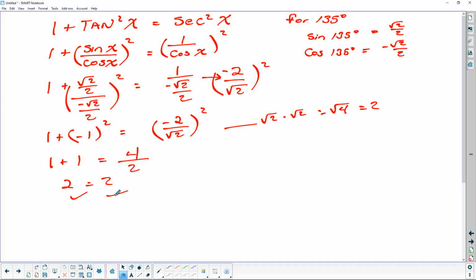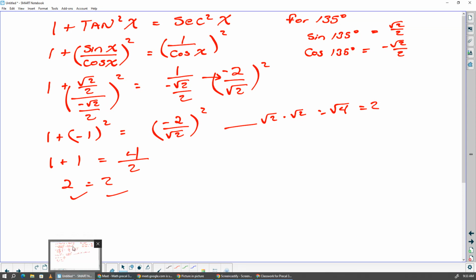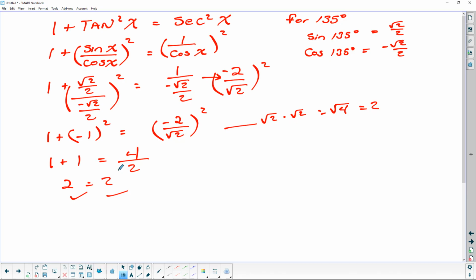The last thing I want to do today, let's see if I got enough time here. Oh yeah. Okay, the last thing I want to do is do a general verification, one that doesn't use a value, where we just use the identity. And then I'll give you some practice, and that'll be it for today. So let's get my last example out here.